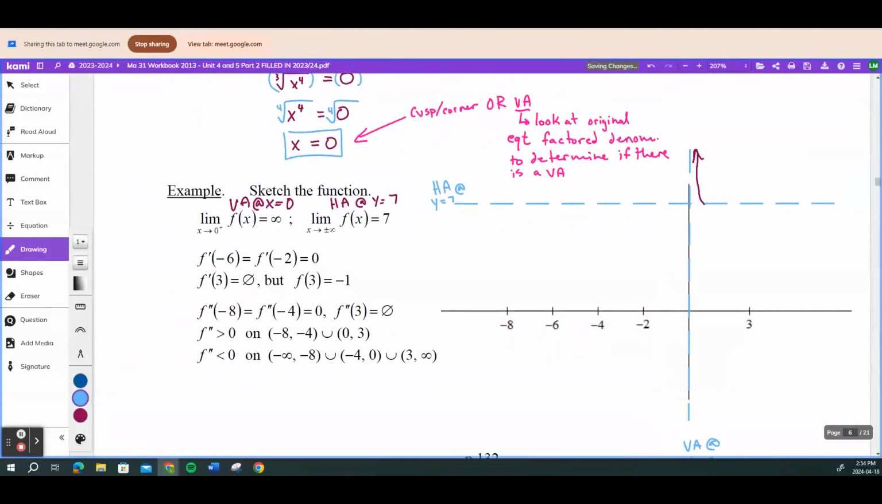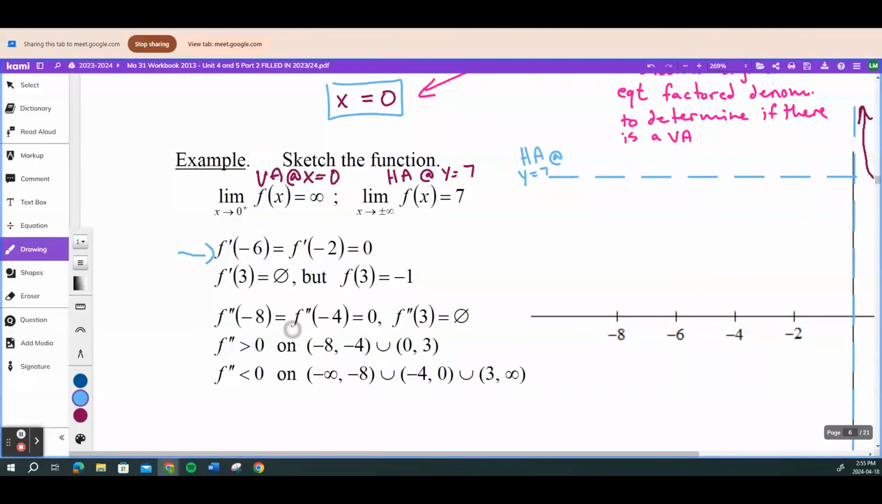Okay, so there's that. For this next part here, this is saying that our first derivative at x is equal to negative 6 and x is equal to negative 2 is equal to 0. Okay, so essentially we're just saying that we have either maxes or mins. We don't have enough information to say whether they are for sure either a max or a min at this point in time.